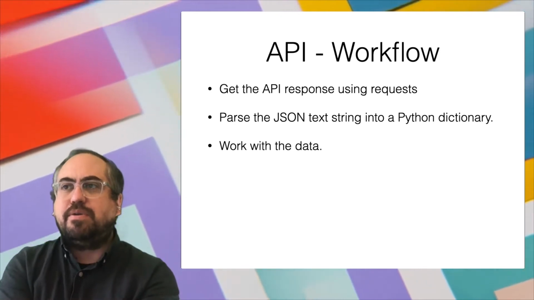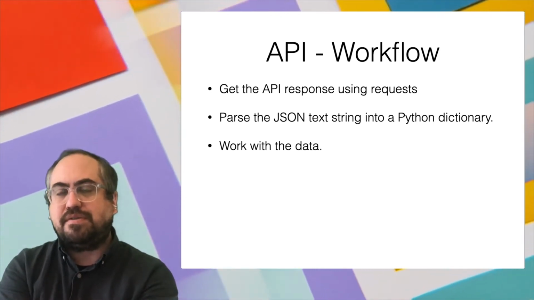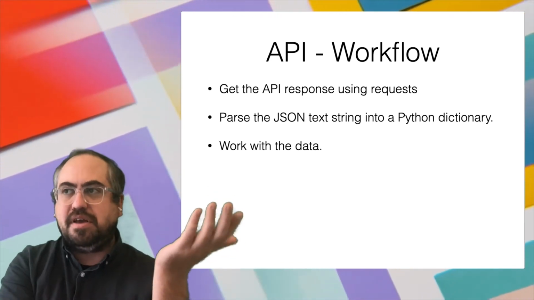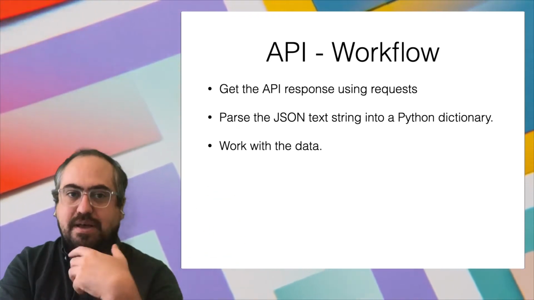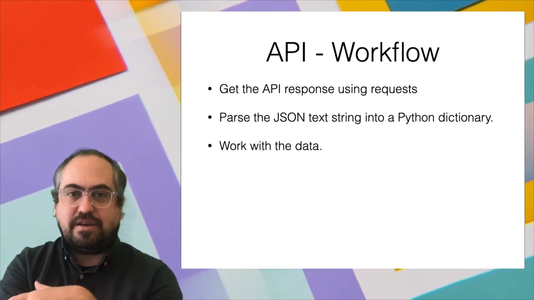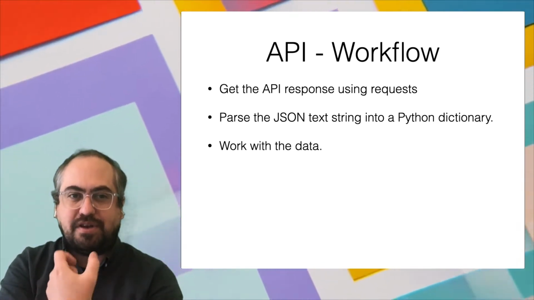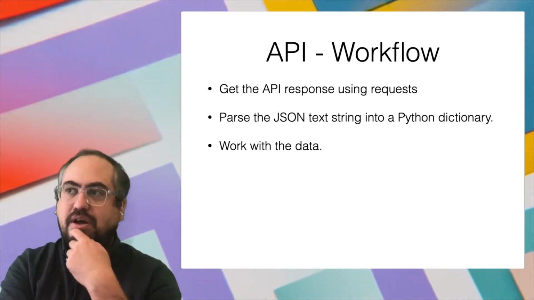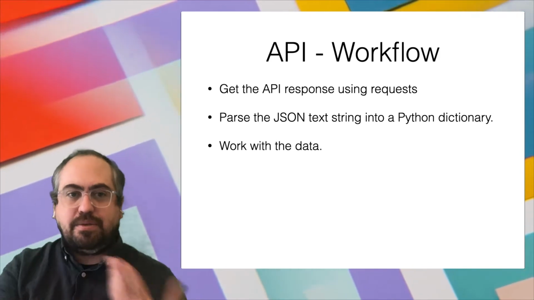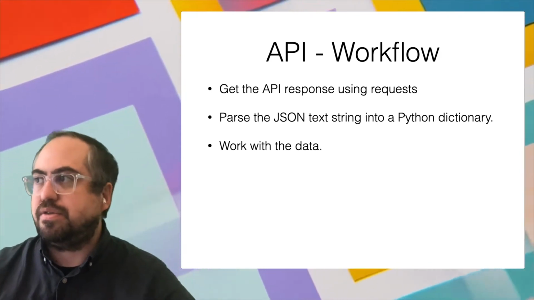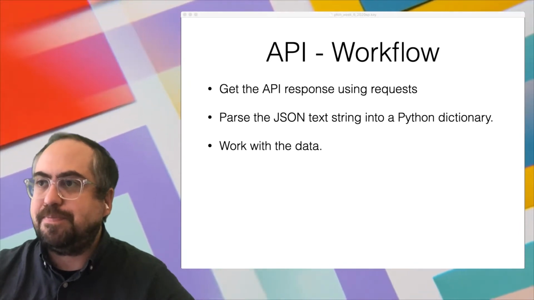Mostly our workflow is going to be using this request module. We're going to ask for a certain endpoint. It's going to send back that request as JSON data. We're going to parse that JSON data into a Python dictionary, right? Because JSON is just a text string until you parse it into a Python dictionary using the JSON module. And then we have a Python dictionary, and we can do something with the data, the structure of the data, or whatever we want to do with it.